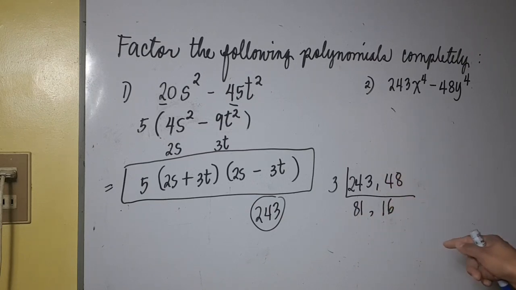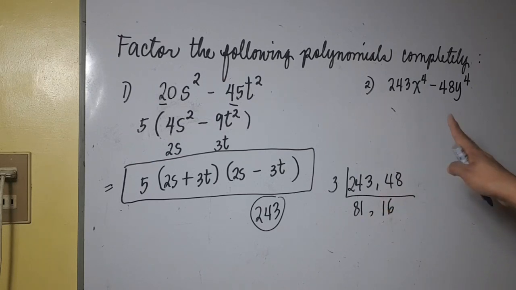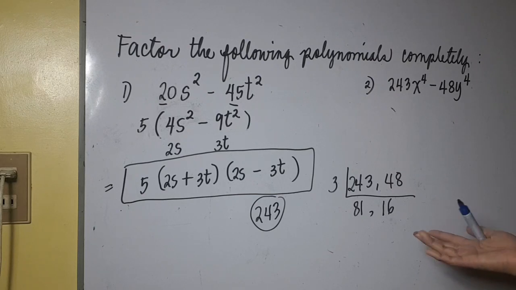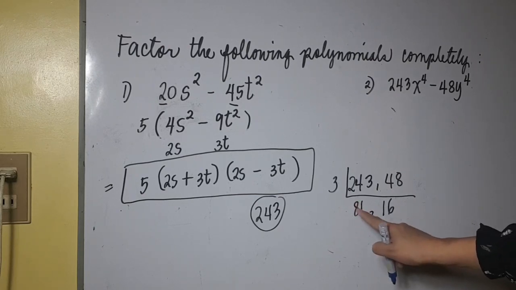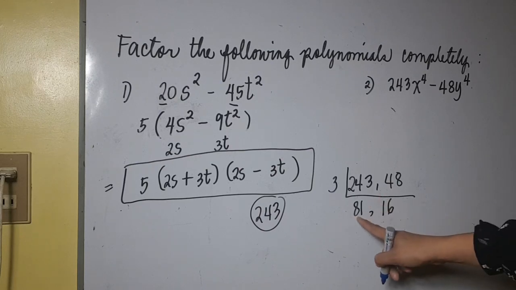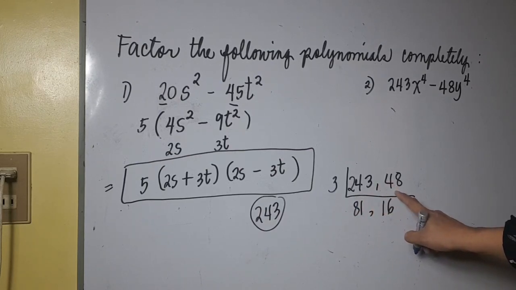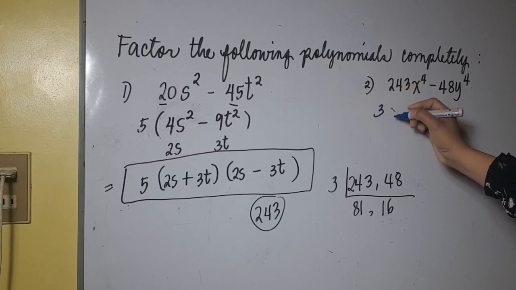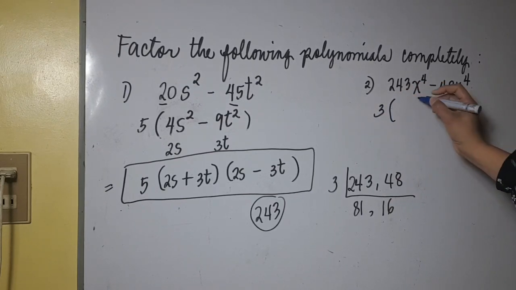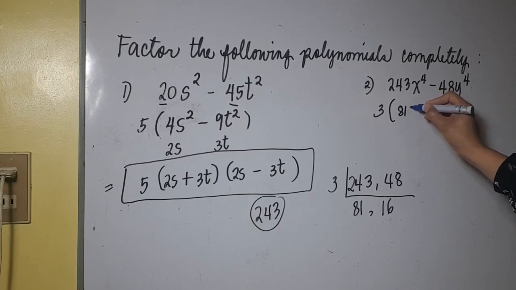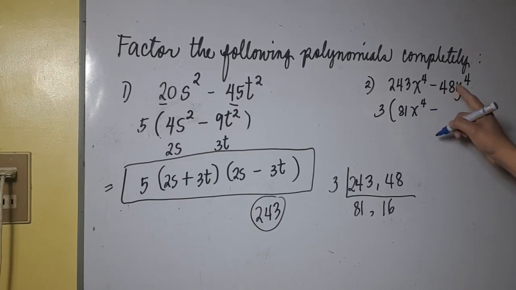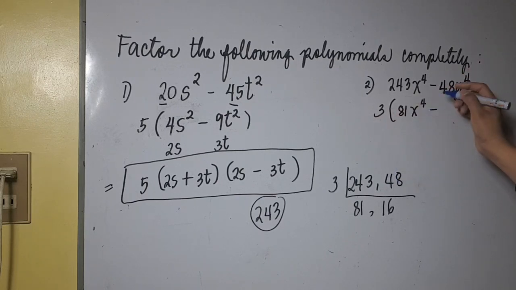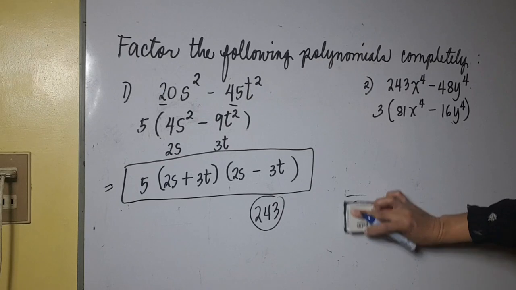So another 3 is not a common factor. Not by 3, not by 2, not by 5. So no other prime numbers can divide 81 and 16. Therefore, the common factor of 243 and 48 is 3. So we have here 3 times 81x to the 4th minus 16y to the 4th. Now, let us see if we can still factor.